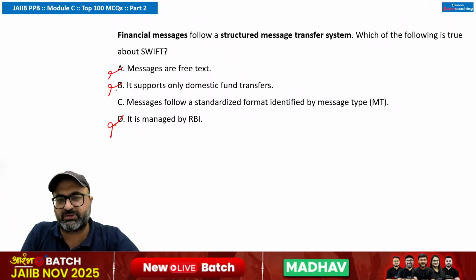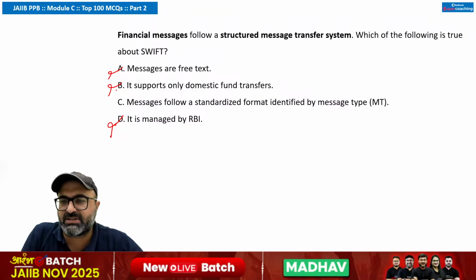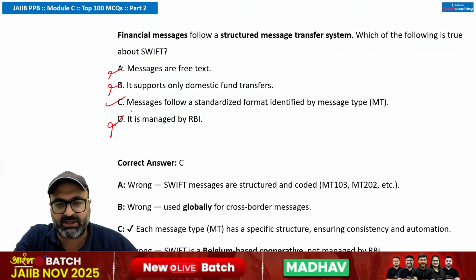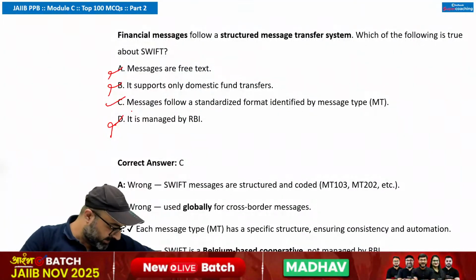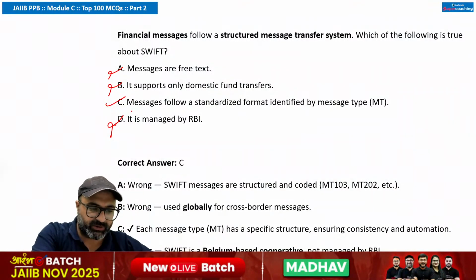So the last option, which is a correct answer, that is messages. It follows a standardized messages. They follow a standardized format which is identified by message type. So C option is going to be the correct answer. ठीक है जी, clear हो गया point? If it is clear, just give me yes sir, so that we can move on to the next point.